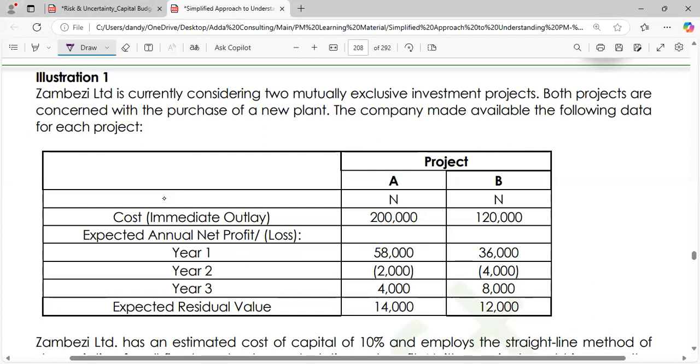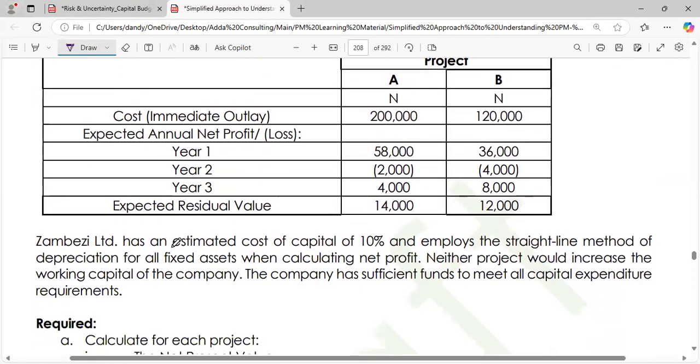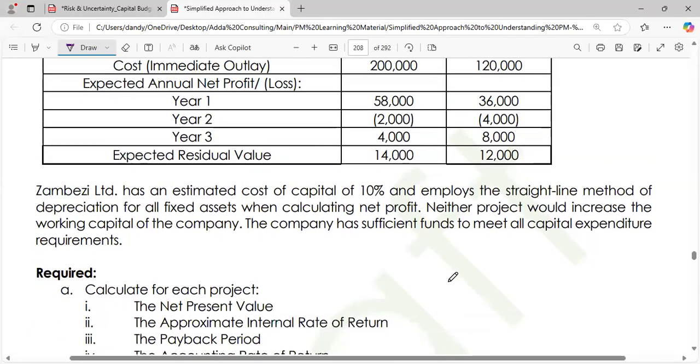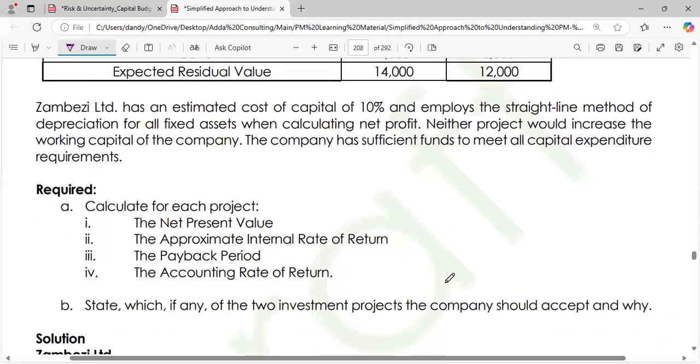Zambezi Limited is currently considering two mutually exclusive investment projects. Both projects are concerned with the purchase of a new plant. The company made available the following data for each project. Zambezi Limited has an estimated cost of capital of 10% and employs the straight line method of depreciation for all fixed assets when calculating net profits. Neither project will increase the working capital of the company. The company has sufficient funds to meet all capital expenditure requirements.